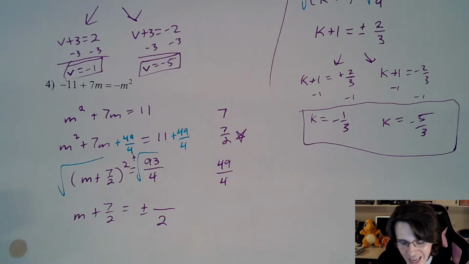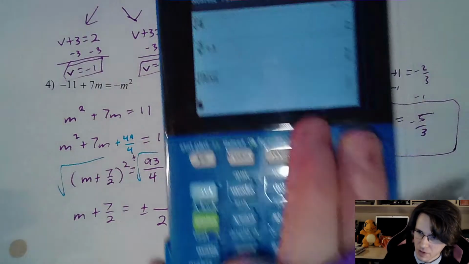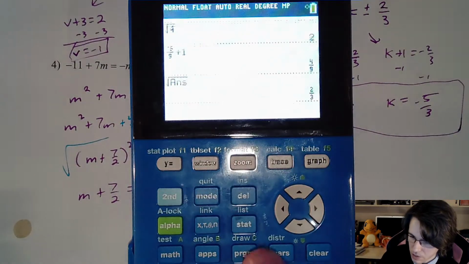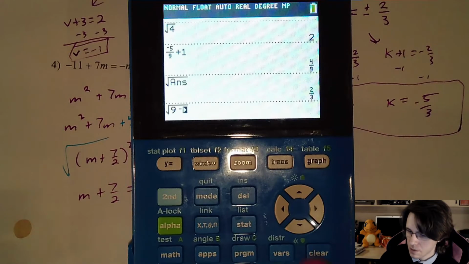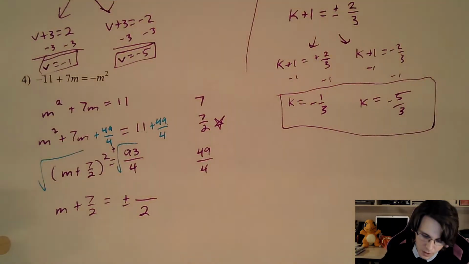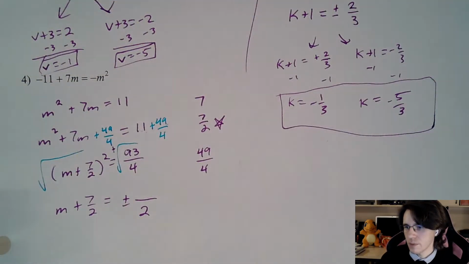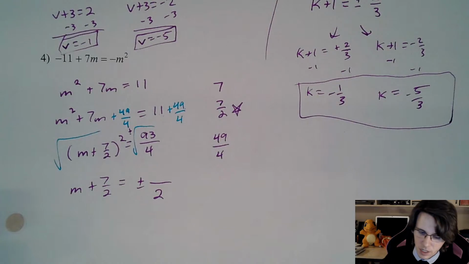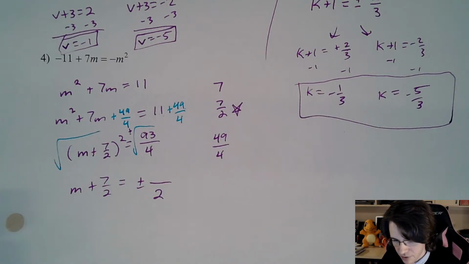However, this is where you can't use a calculator. The reason why you can't use a calculator is if I did the square root of 93 in the calculator, just to show you what happens, square root of 93 here, I get this decimal that goes on forever and ever. Because it's a decimal going on forever and ever, no matter what number you write, it will be rounded. And we don't want to round answers if we don't have to.